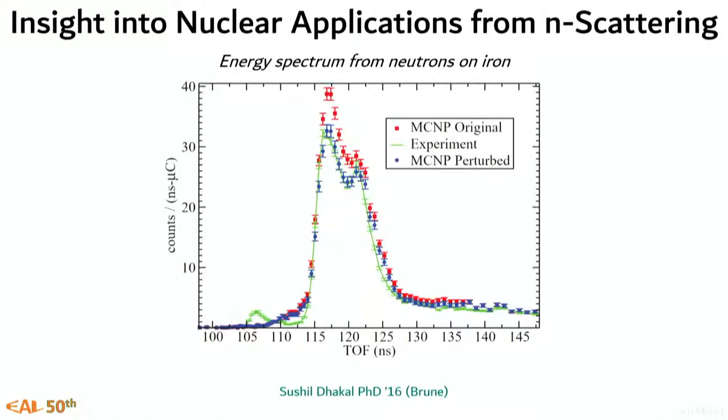Into applications, neutron scattering is, of course, very important. And this is just one example. And I'm cheating a little bit because it's not exactly a traditional scattering measurement. But this is the iron sphere that we heard about earlier from Carl with Sushil Dhakal.